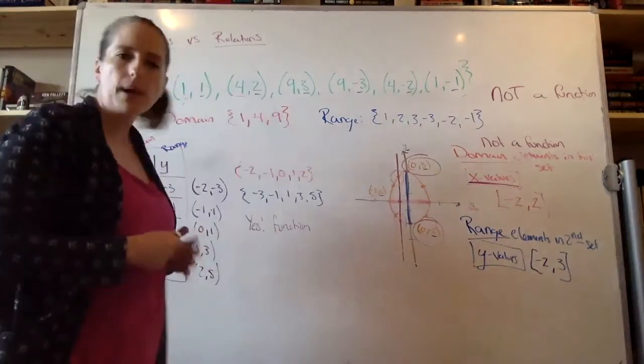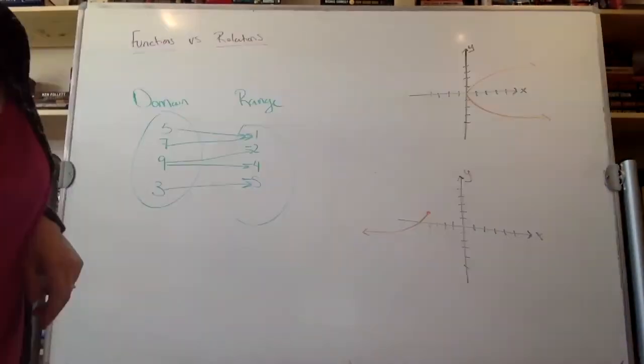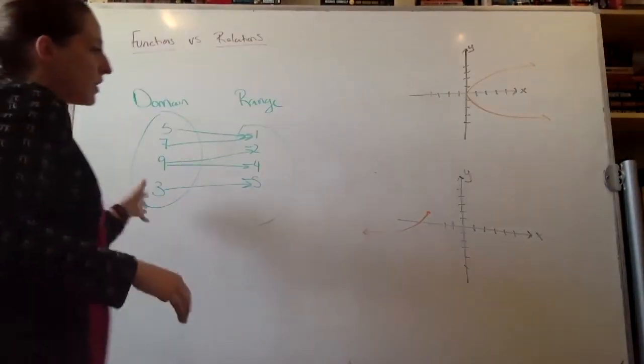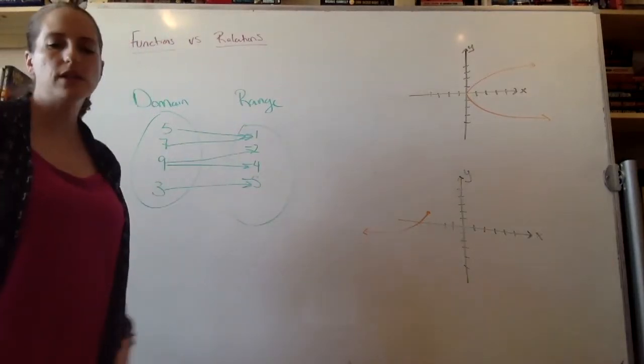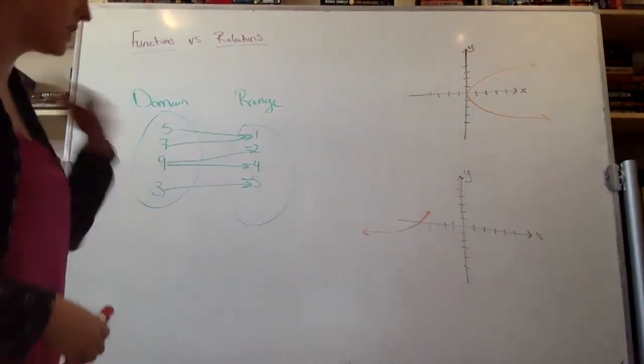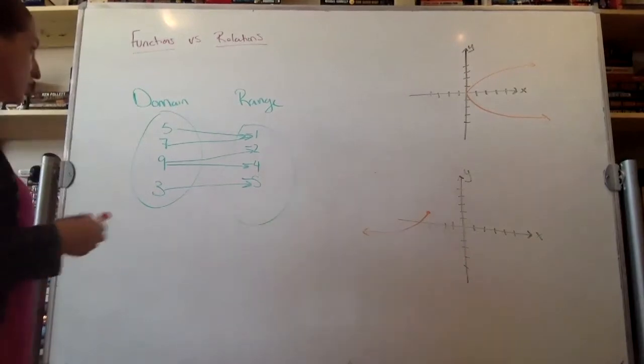All right, I'm going to put up a couple more examples for us to look at. All right, so a couple more examples. All of these are relations. We're going to consider the domain and range and also think about whether or not these are functions.